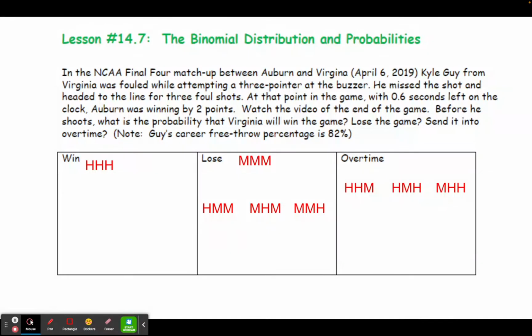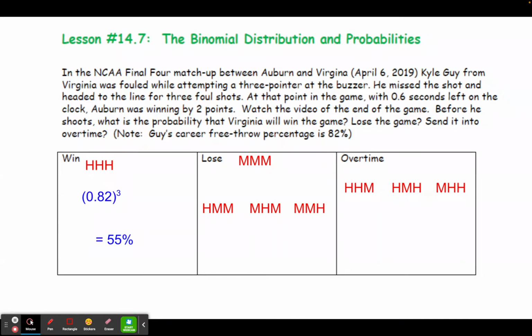Well, the chance of them winning the game, if he hits all 3 shots, would just be 0.82 times 0.82 times 0.82, or 0.82 to the third power. And that would give us a probability of about 55%. And I'm doing quite a bit of rounding here, more than we'll typically do, just for the sake of keeping it simple for this first example.